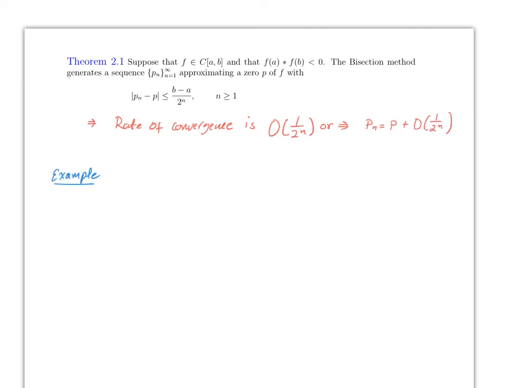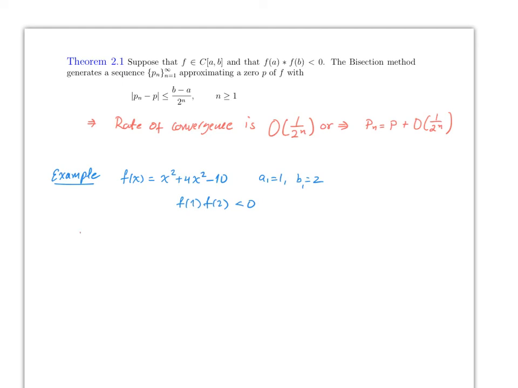Now let's do an example. I believe this one is also in the book. It's the same function we just did. And here we have that A1 was equal to 1 and B1 was equal to 2. And we already checked that f of 1 times f of 2 was negative, which means they have opposite signs.